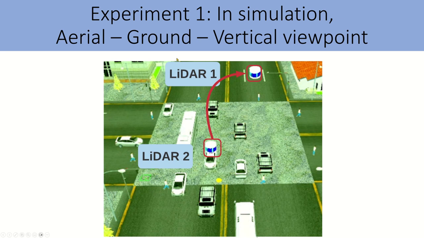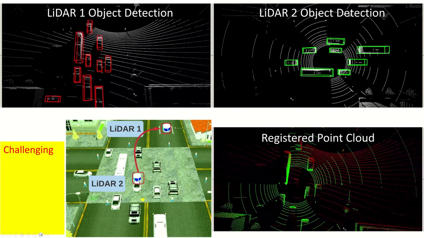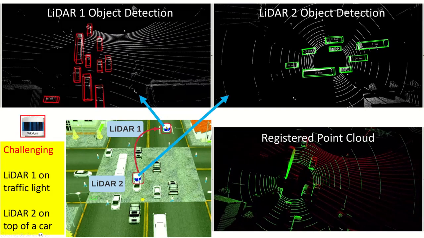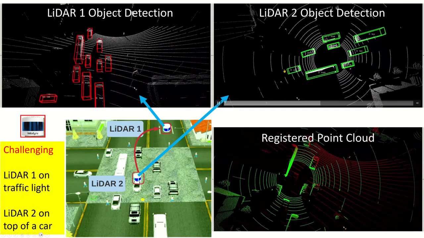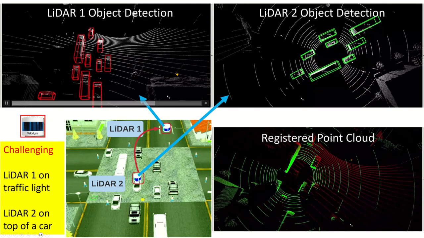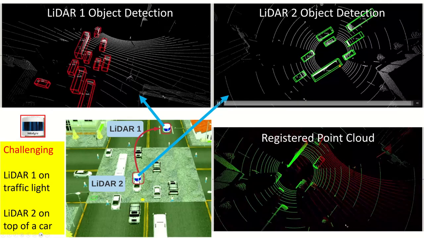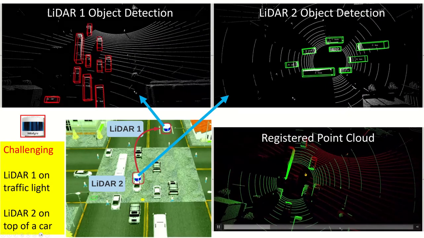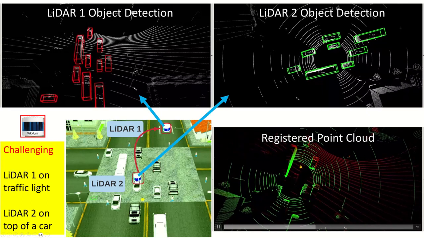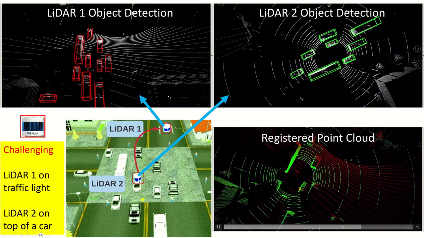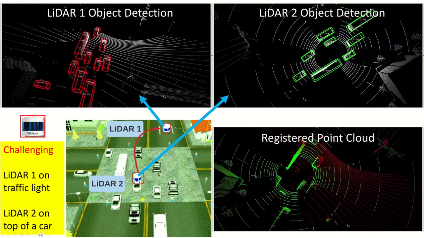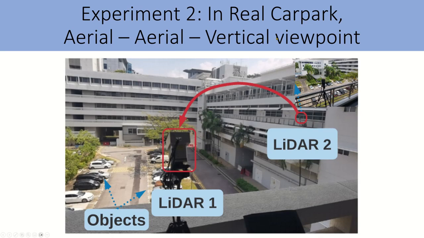Next shows three quantitative experiments in the three scenarios. First is the intersection. One LiDAR is on the traffic light, the other one is on top of a car, so it's quite challenging. And here shows the point cloud and the detected bounding boxes of the two LiDARs, as shown in red and green. Here shows the registered point cloud with our estimated extrinsic parameters. It shows it's accurate.